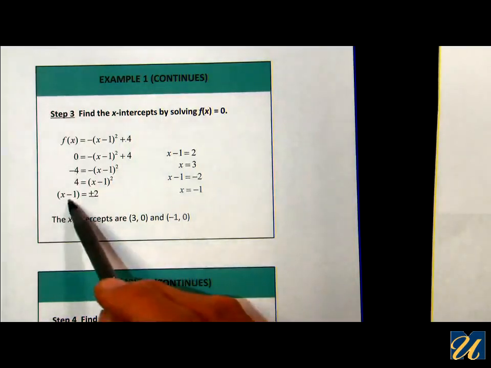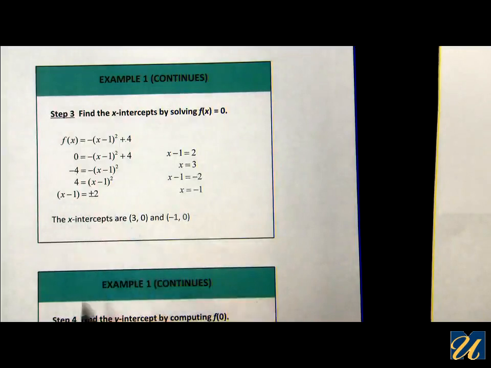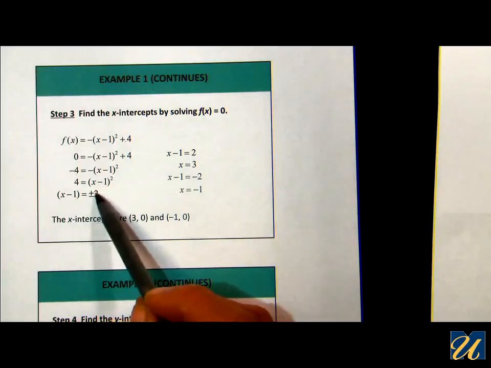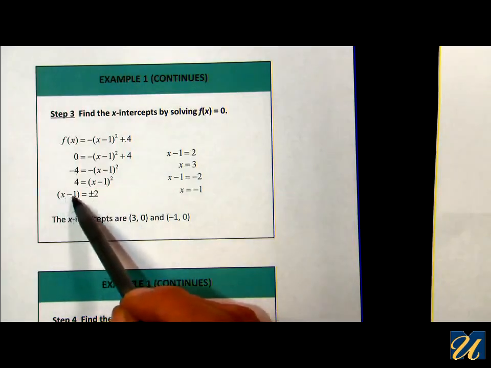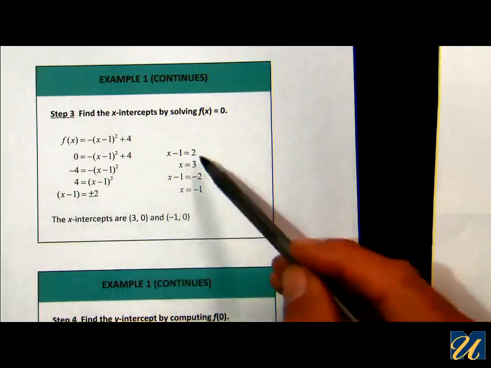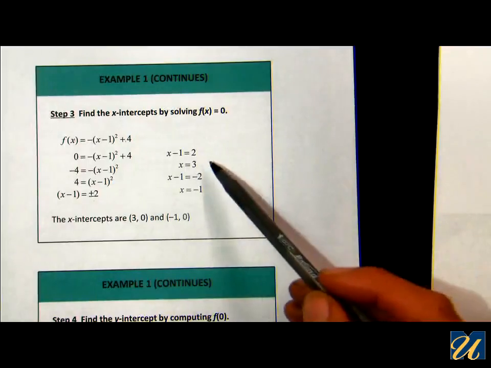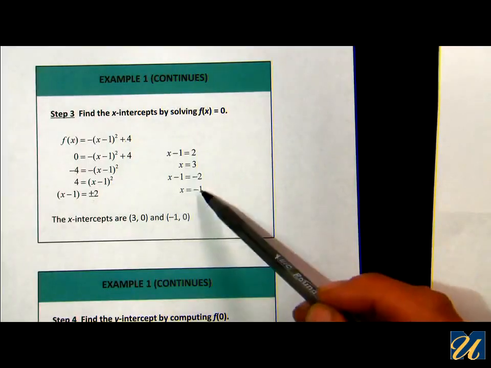And then lastly, we'll add 1 to both sides. That splits this equation into two solutions. One is where x minus 1 equals positive 2, and the other solution is where x minus 1 equals negative 2. That's why we have two calculations over here. Once we complete that, we have the value of x being 3 and negative 1.